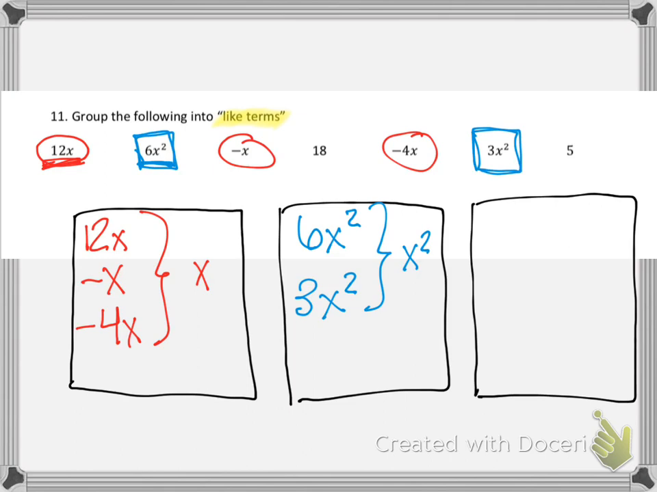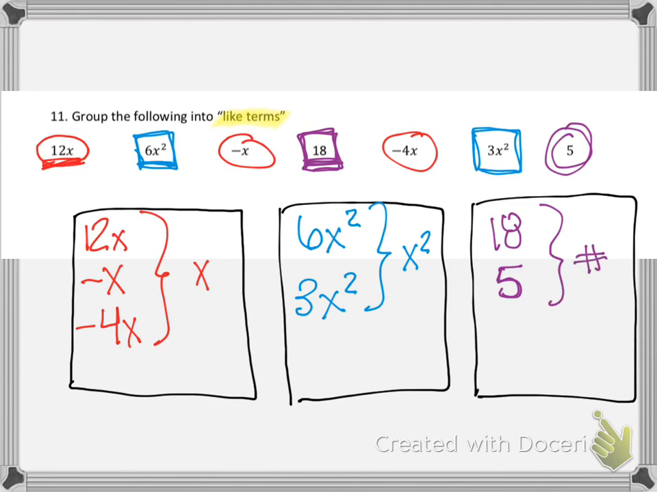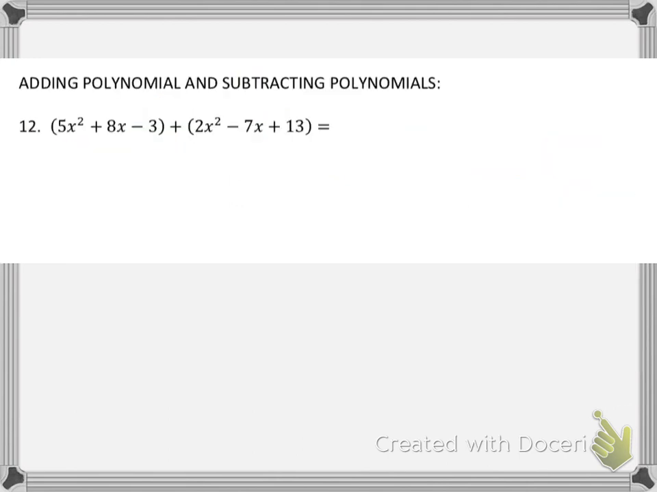And then the last type of term that I have is the number 18. 18 is a constant, a number without a variable. And so that can go in my last box. And the 18 has a like term, this number 5. Both of them are constants. They're just plain old numbers. So those are my different categories, and I'm going to use that idea as I begin adding and subtracting polynomials.